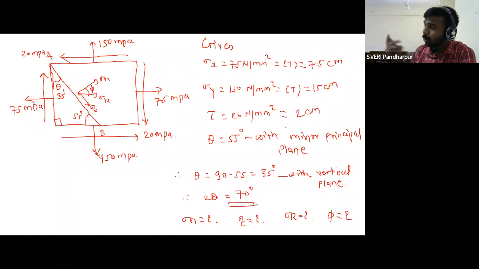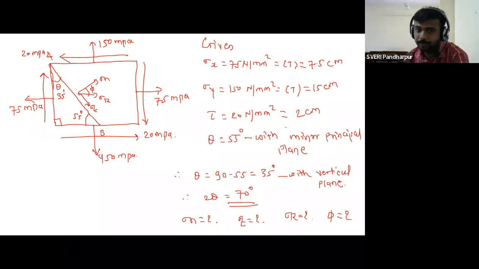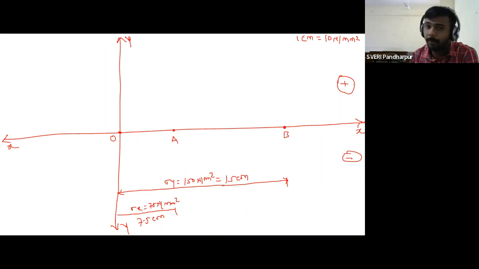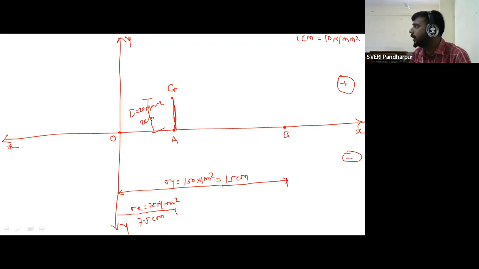So if it rotates clockwise on the major principal plane, which region will it come in? Positive region. Then from point A, what is the magnitude of shear stress? 20, that is 2 centimeter. From point A, do I have to draw the vertical line in positive region or negative region? Positive region. So draw one vertical line from point A. So this is point G, which is equal to tau is equal to 20 Newton per mm square, which is equal to 2 centimeter. The sign conventions for the graphical method and analytical methods are different.